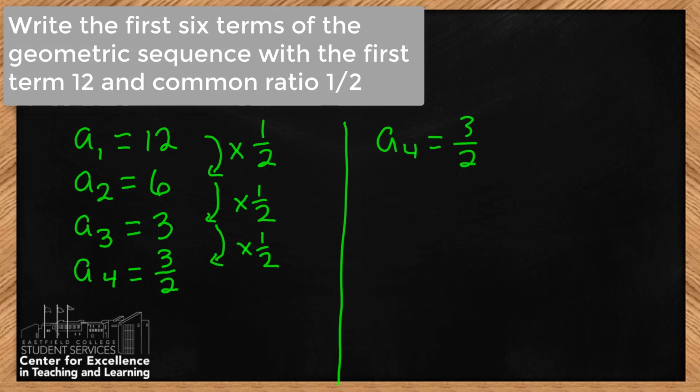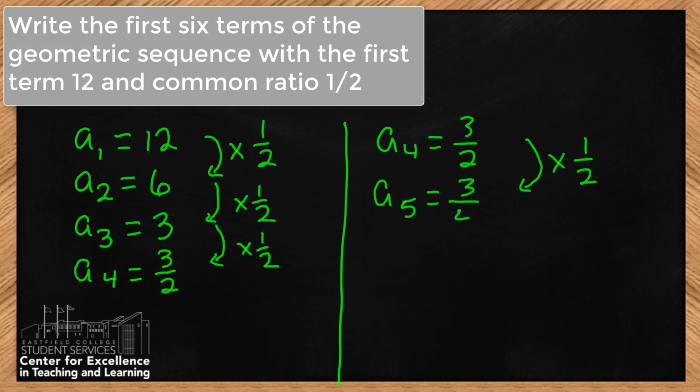So we knew A4. A4 was 3/2. This is where it gets a little tricky because of these fractions, but just keep in mind every time to get to the next term, you're just multiplying by 1/2. So what is 3/2 times 1/2? For multiplication of fractions, you can just do the top times the top, which is 3, and the bottom times the bottom, which is 4.